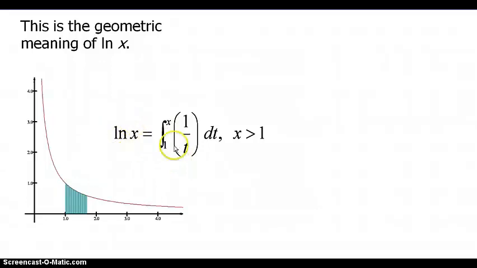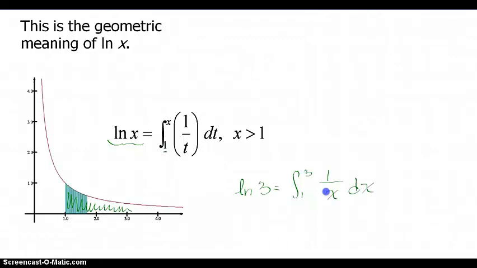Remember that our definite integral, where we accumulate area in the plane, gives us our antiderivative function. So the geometric meaning, the definition for the natural log of x, is to accumulate the area in the plane underneath the function 1 over x, starting at 1 and stopping whenever they tell us to. So for instance, the natural log of 3 is the accumulated area in the plane from 1 up to 3 underneath the function 1 over x dx.